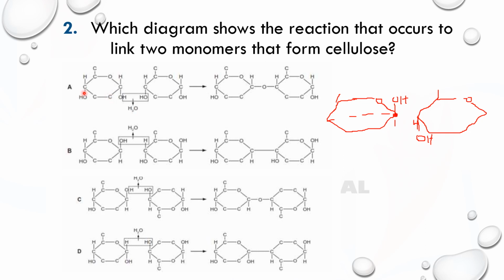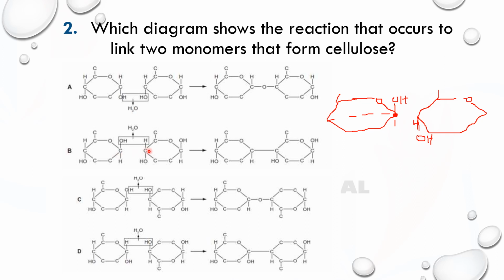If you look at this option, this does not show beta glucose because the OH on the first carbon atom of this first molecule is below the plane of the ring structure. This disqualifies it. This shows alpha glucose, not beta glucose. Option B, look at option B. Yes, this shows beta glucose because the OH attached to the first carbon atom is above the plane of the ring structure.